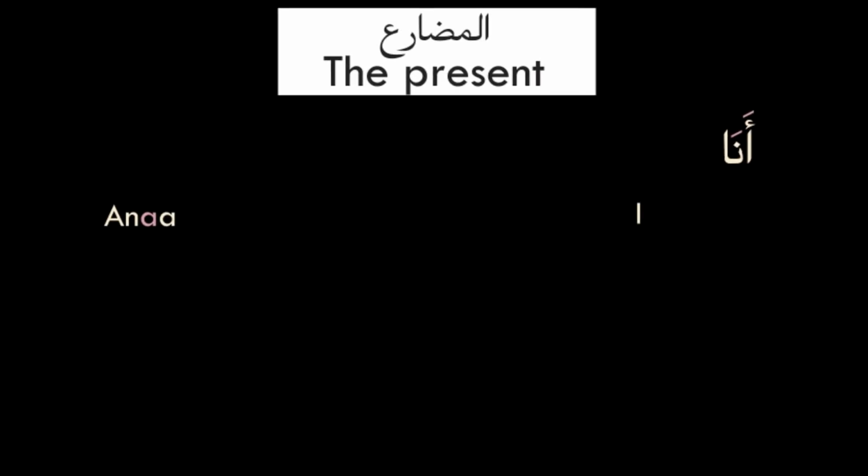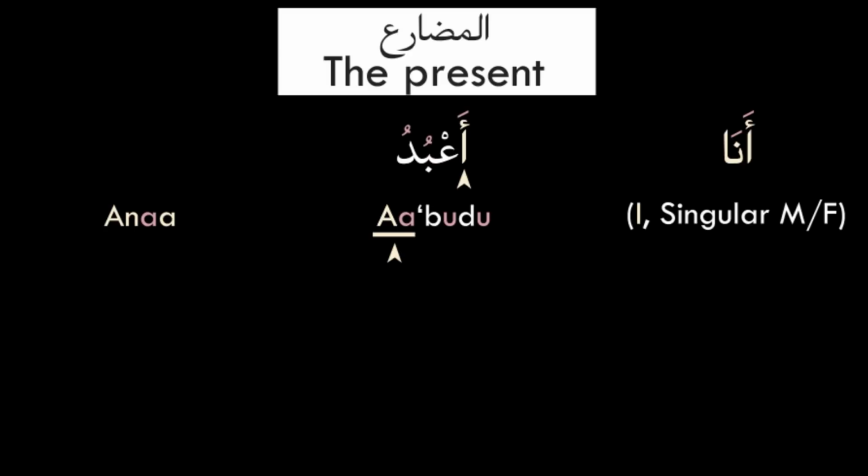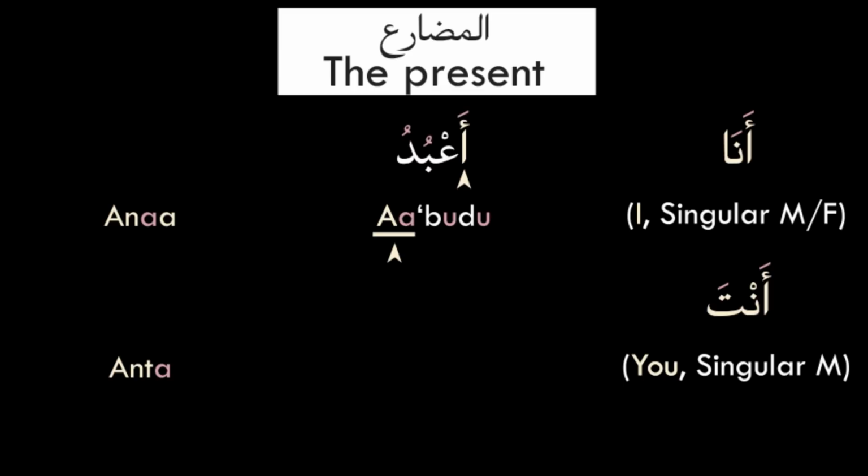The first separate pronoun is ana, I. To conjugate the verb عبد in the present, I say أنا أعبد. Notice that I prefix the verb by alif with hamza to indicate that I talk about me, about myself. Next one is أنت, you, for singular masculine, for one man. I say أنت تعبد. Notice that I prefix the verb by ta to indicate that I talk to you, and leave it with no suffixes to indicate that you are one male.